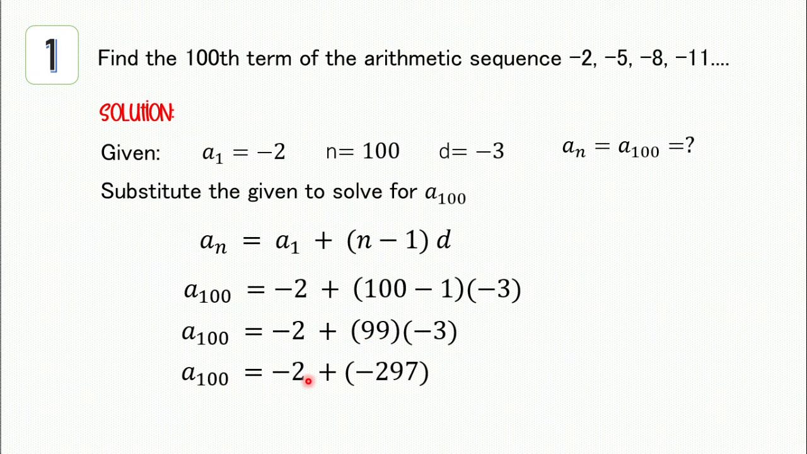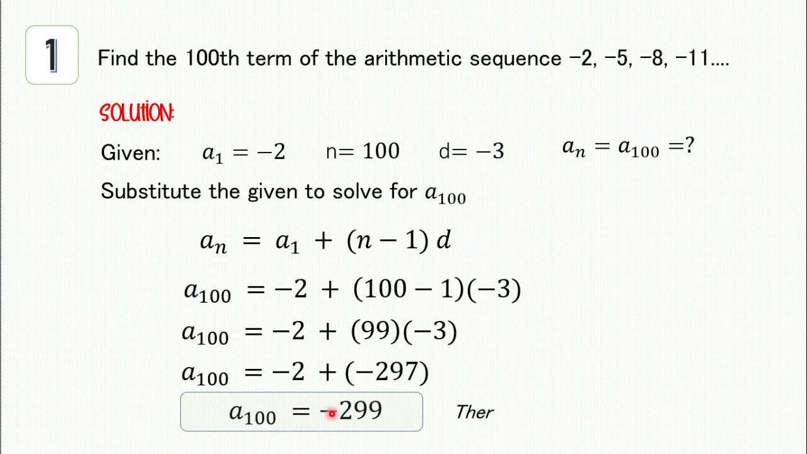So, a sub 100 equals negative 2 plus, multiply natin yung negative 3 times 99, it will gives us negative 297. Tapos, i-plus natin yung negative 2 tsaka yung negative 297. And the result is negative 299. So, therefore, yung 100 term niya is negative 299. So, napakadali lang, di ba? Instead na magka-count tayo up to 100 term, ay gagamit lang tayo ng formula. So, in less than a minute, so makukuha na natin yung answer ng problem.